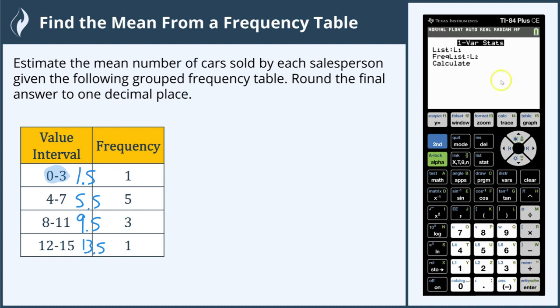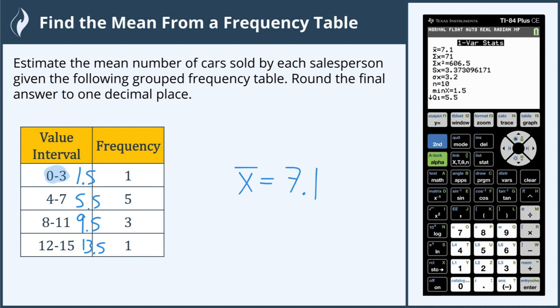Because this is a frequency table, we put list 1 as our list of values, and list 2 is our frequency list. Once we've done that, we can calculate, and we see right here, our X bar is our mean. So X bar, in this case, is 7.1.